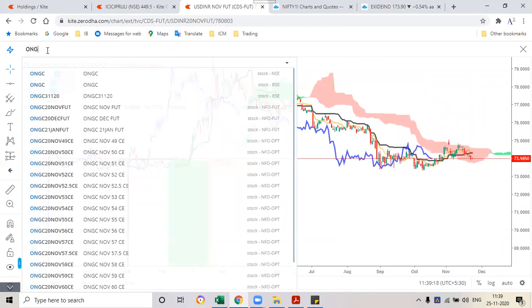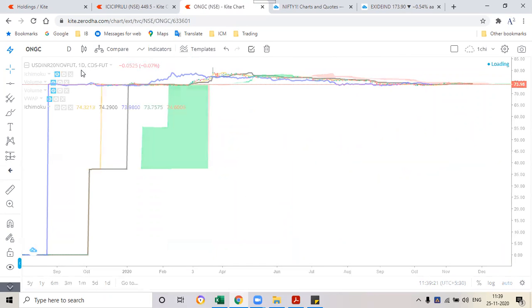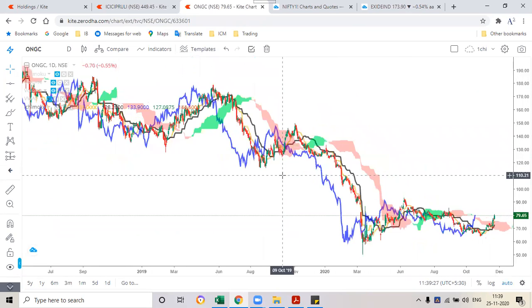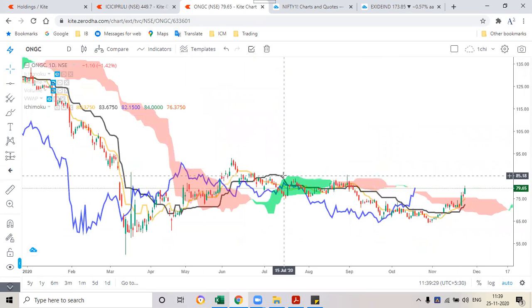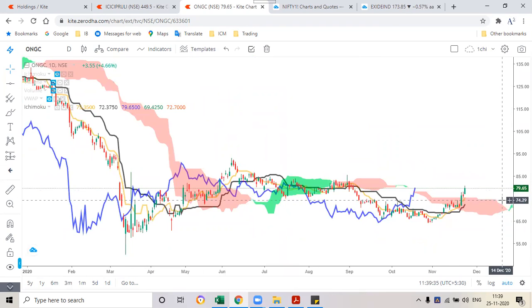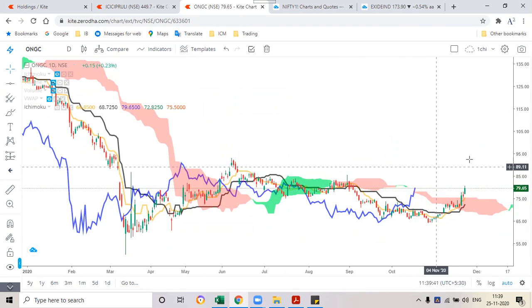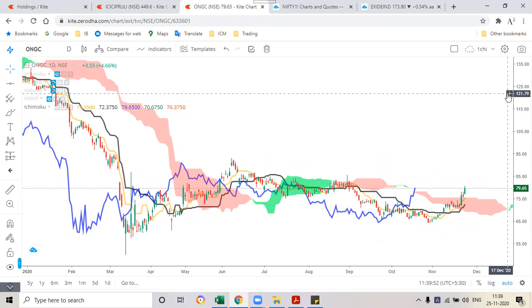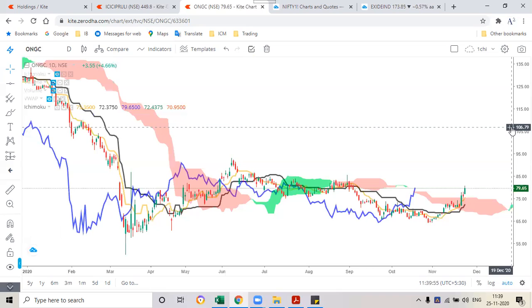That is how I identified a good trade in ONGC. See here, ONGC was continuously falling. After falling, look at what is happening here in ONGC. It's trying to break the cloud. The blue line, the Chikou span, is also crossing above. So probably you can take a long position in ONGC by keeping a 10 rupees stop loss, because if it moves higher, it can go back to around the 106 level. So for 10 rupees risk, you can get 26 rupees.